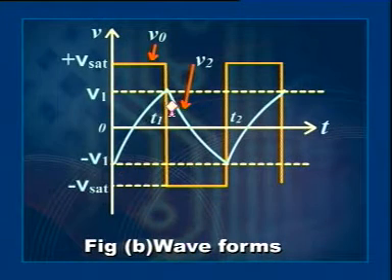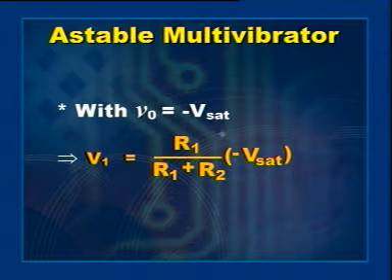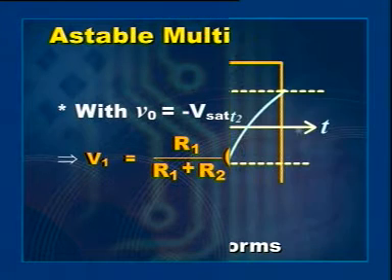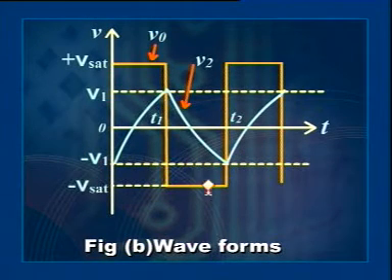Let at t equal to T1, V2 be slightly more than V1. The comparator senses it and changes the output to minus Vsat, as shown in the figure. Now, with V0 equal to minus Vsat, V1 equals R1 by R1 plus R2 into minus Vsat. V0 remains at minus Vsat until the capacitor discharges and then recharges to a voltage slightly more than minus V1. Let this occur at t equal to T2.